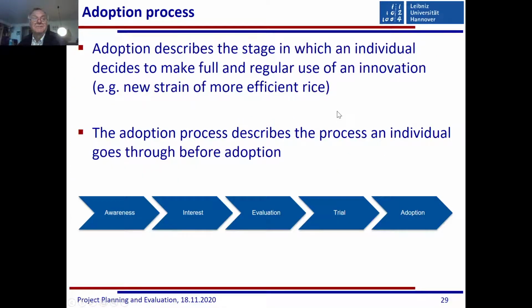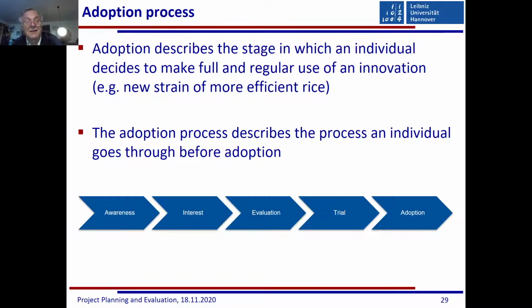So let's look at that. What's the adoption process? Just to be aware of how that would be captured in a cost-benefit analysis. Adoption describes the stage in which an individual decides to make full and regular use of an innovation, for example, a new strain of a more efficient rice. So adoption of any technology. And there the question is, when will it be adopted? Only if it's adopted, of course, can it influence our cost-benefit analysis.